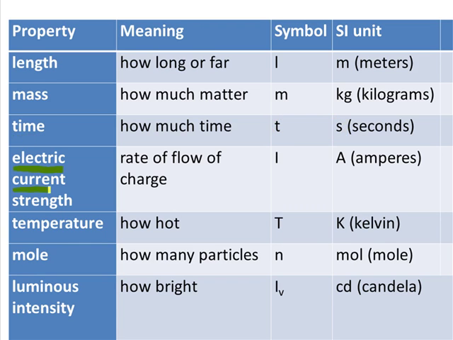Electric current strength means the rate of flow of charge, how quickly electrons are flowing through a wire. And the symbol for that is I, whereas the unit is amperes, which we shorten as an A.